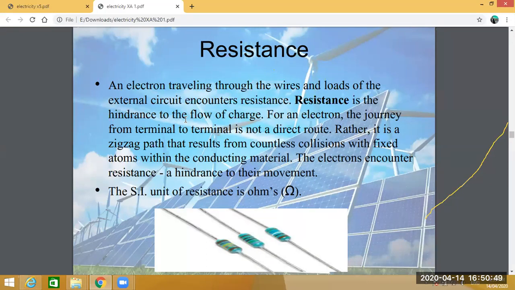So right now you just have to remember I equals V upon R. So I is inversely proportional to resistance at constant voltage, and I is directly proportional to voltage at constant resistance.